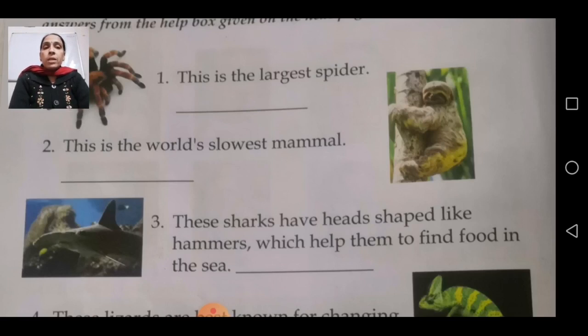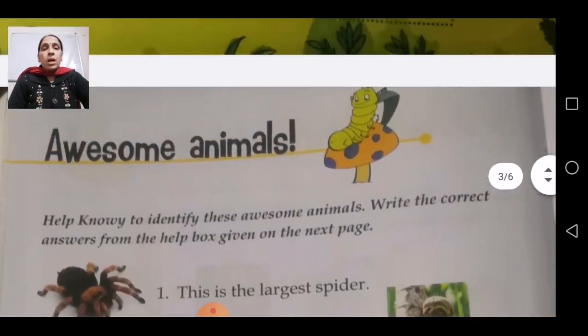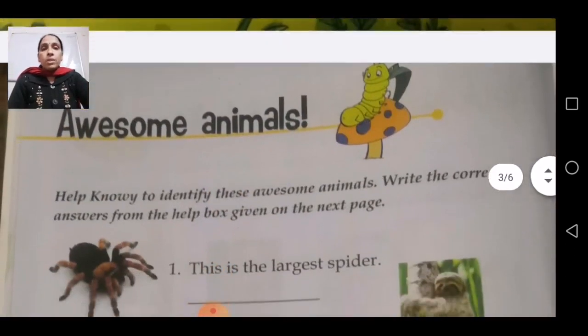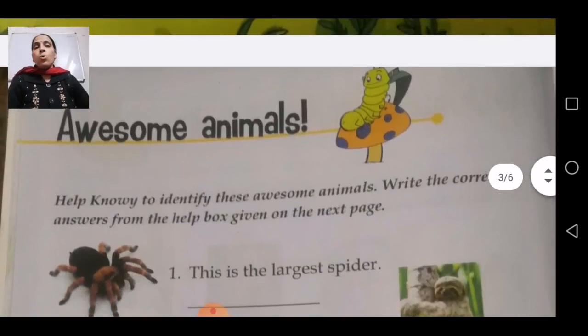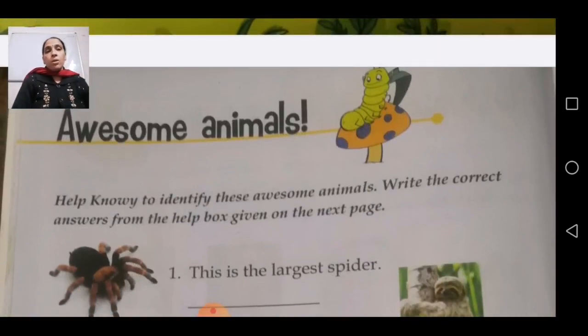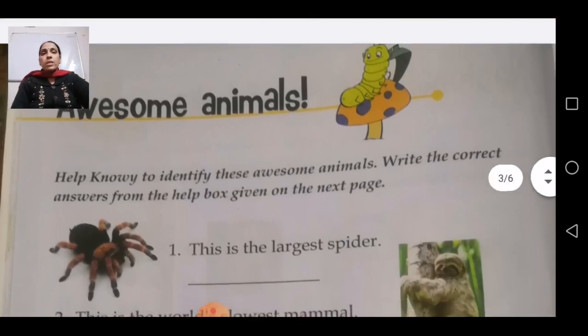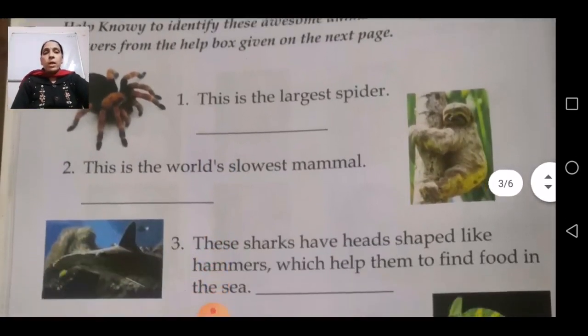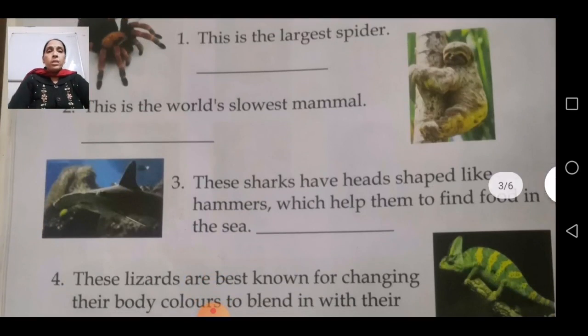These hammerhead sharks are quite important, and they are very helpful to find food in the sea. So children, that we have done. Now we have finished the useful plants in this video, and I have already started with the awesome animals. I'm reading the questions, and then I'm going to make you understand the answers. Now number 3, these sharks, I have explained.